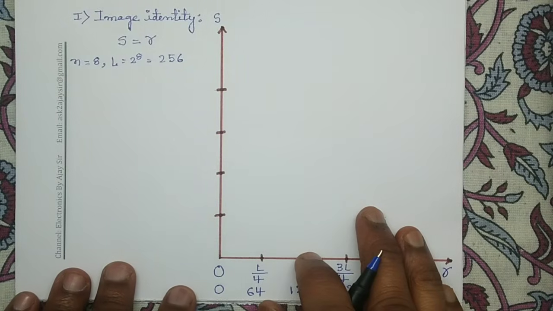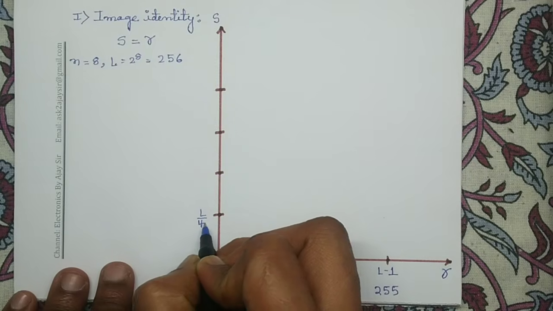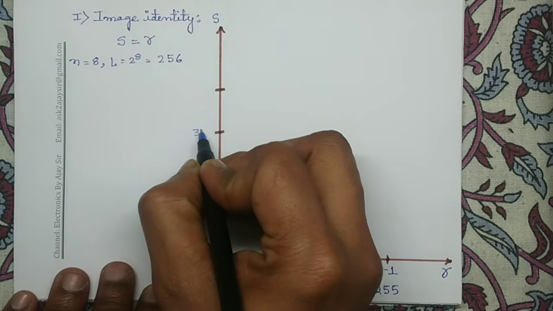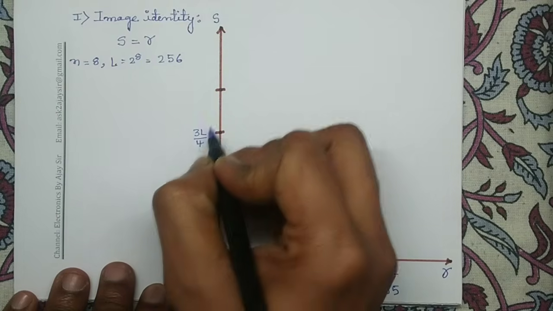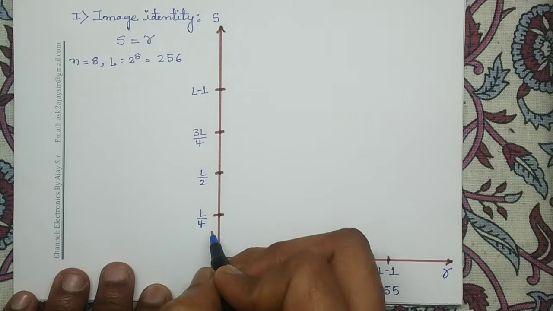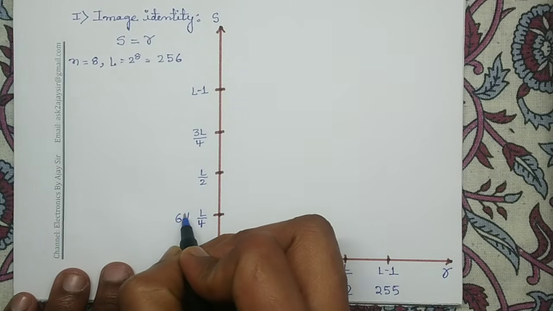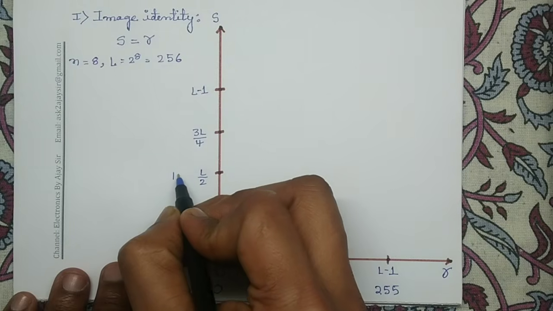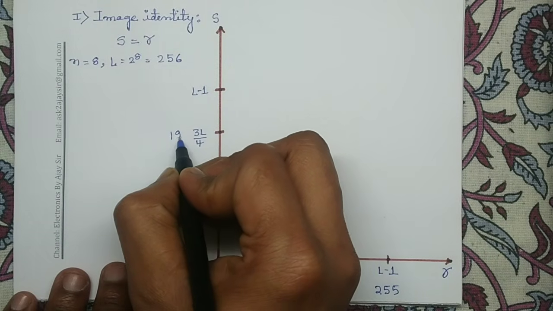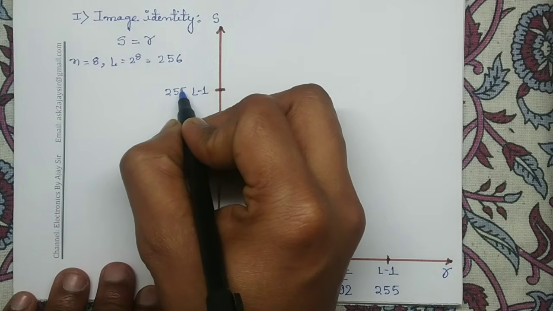Similarly, along y-axis, we will take the critical points. This is L by 4. This is L by 2. This is 3L by 4. And this is L minus 1. So if L is equals to 256, L by 4 is 64, L by 2 is 128, 3L by 4 is 192, and L minus 1 is 255.